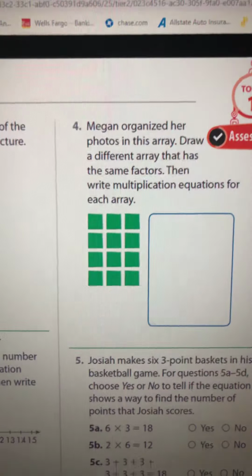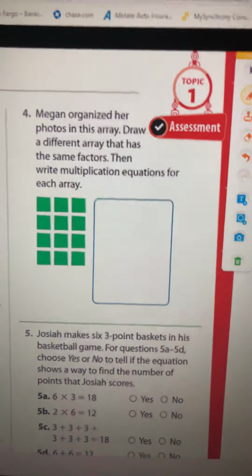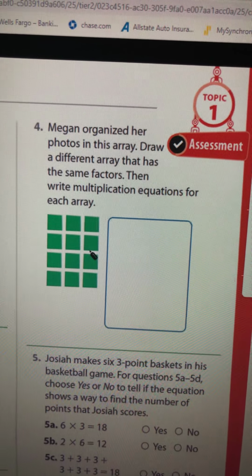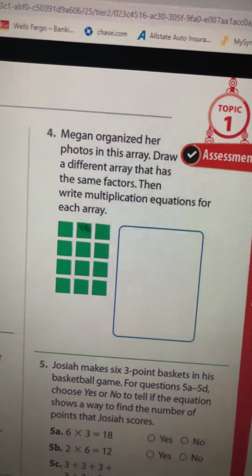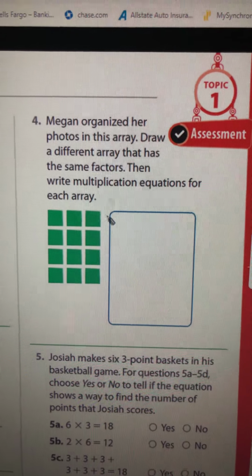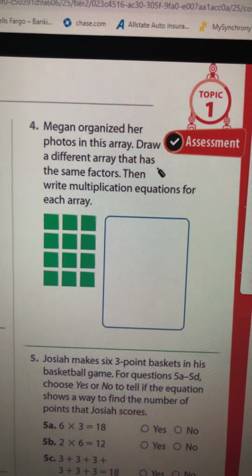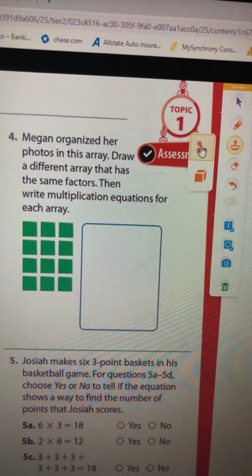All right, I'm gonna scooch over to number 4 just because it's side to side, okay? So number 4 has some little blocks right here. And so on your test, you're going to have something similar. They're going to want you to write the array a different way. It says Megan organized her photos in this array. Draw a different array that has the same factors. Okay? I'm going to use my little stamper this time.